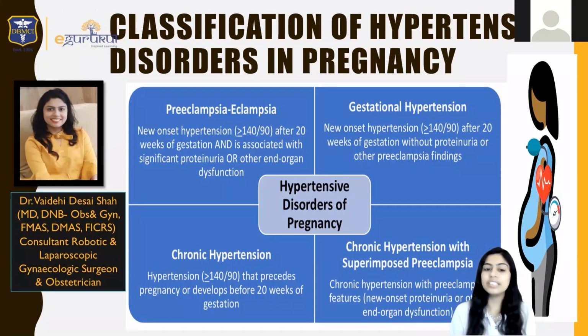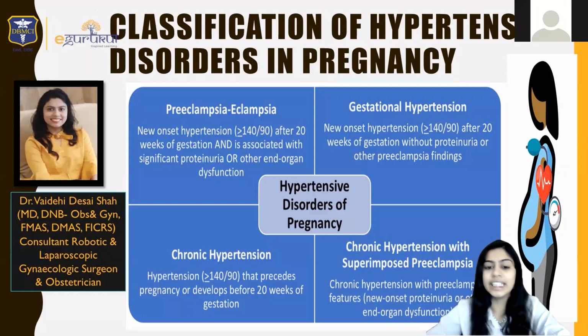Chronic hypertension is hypertension that precedes pregnancy or develops before 20 weeks of gestation. And chronic hypertension with superimposed preeclampsia is chronic hypertension with preeclampsia, in which there is new onset proteinuria or other features of end organ dysfunction. So this is basically the classification of hypertensive disorders of pregnancy.